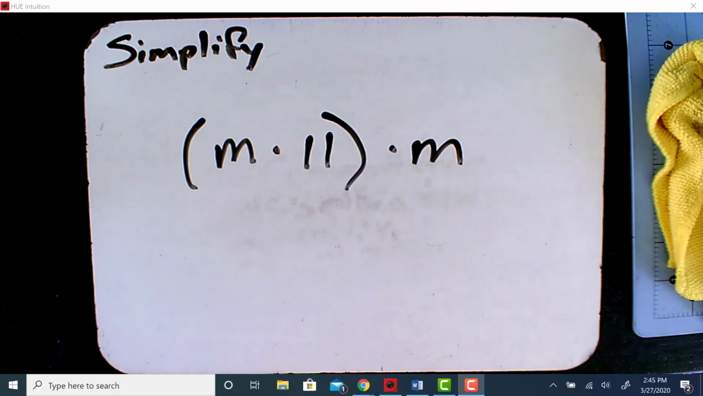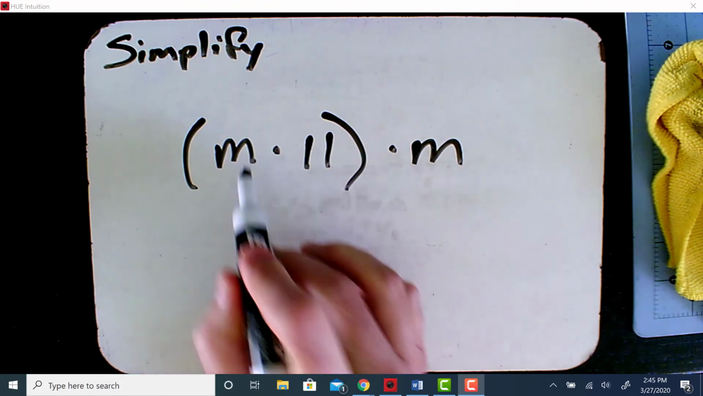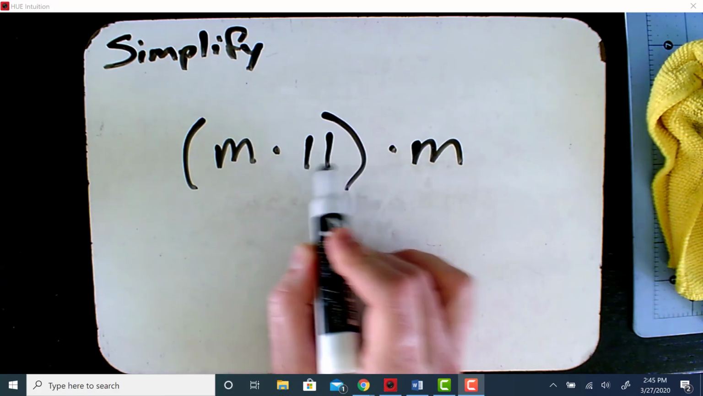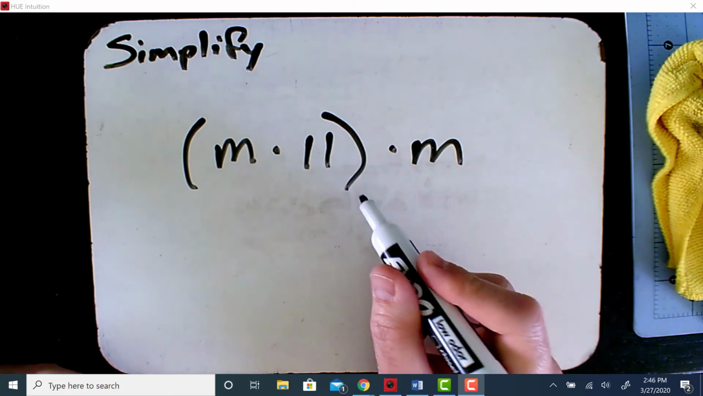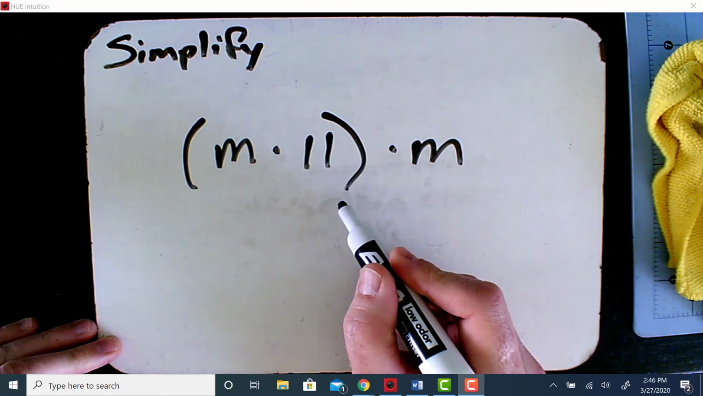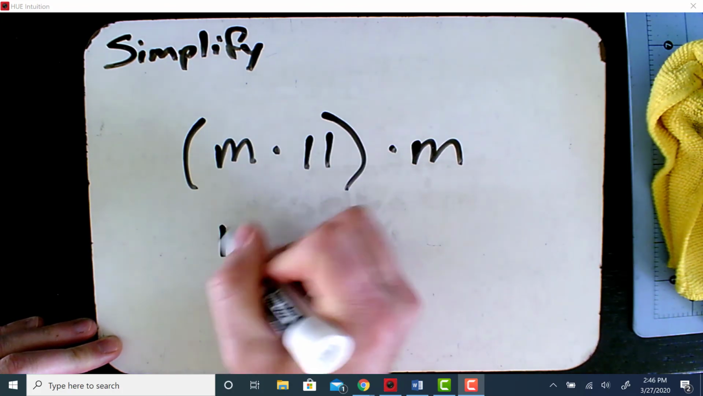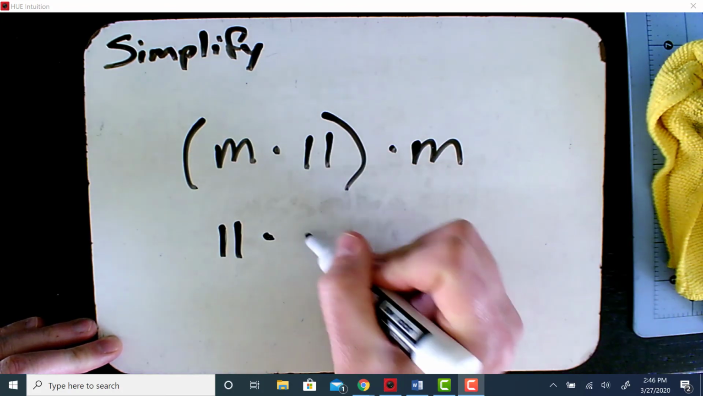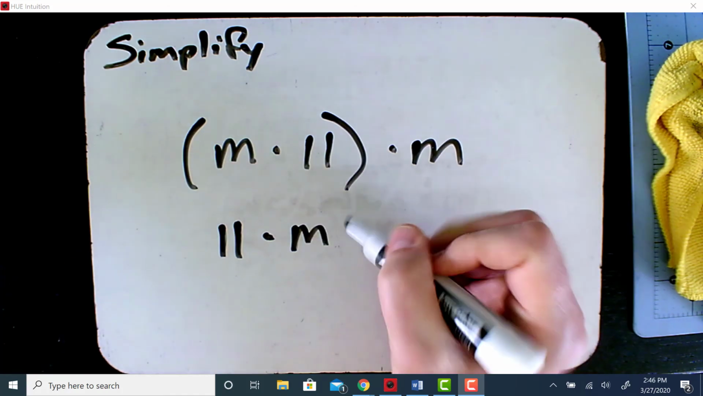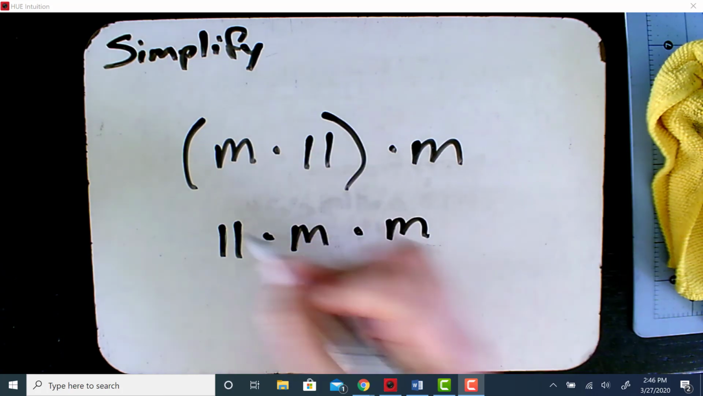Here's another one. Why don't you guys pause the video for a moment and give it a try on your own. Okay, so if you were looking at this problem, you notice that we've got m times 11, and we've also got times m. So what I'm going to do on this one is, once again, use commutative property to change things around a little bit. That is going to let me move the 11 to the front, and I'm going to have my m and my 11 trade places. And I've still got my m over here.